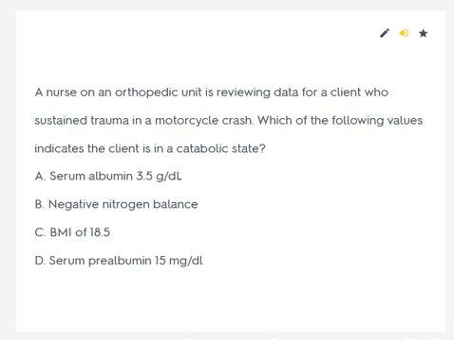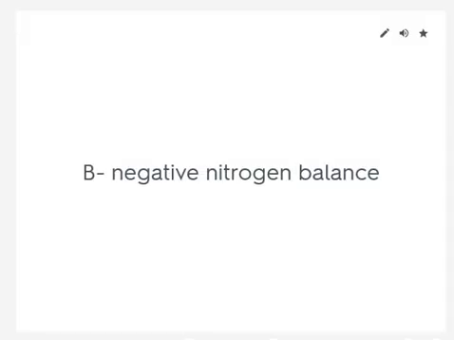A nurse on an orthopedic unit is reviewing data for a client who sustained trauma in a motorcycle crash. Which of the following values indicates the client is in a catabolic state? A. Serum albumin 3.5 grams per deciliter. B. Negative nitrogen balance. C. BMI of 18.5. D. Serum prealbumin 15 milligrams per deciliter. B. Negative nitrogen balance.